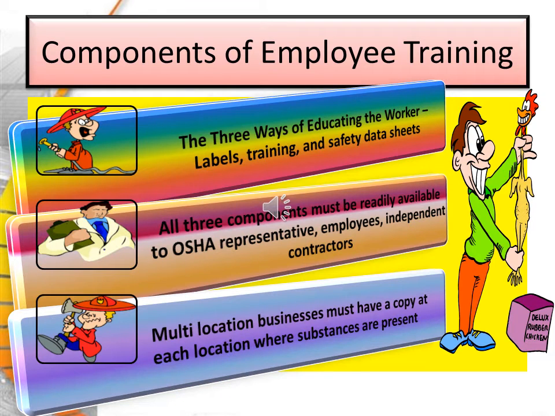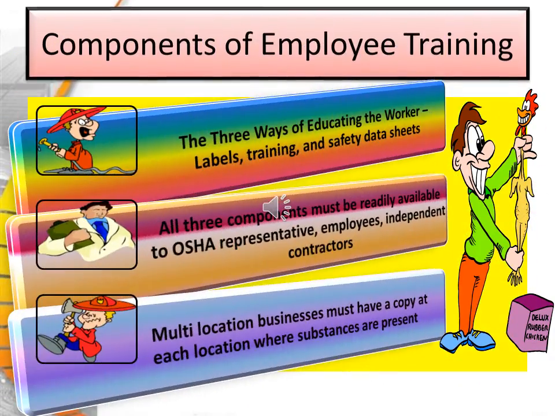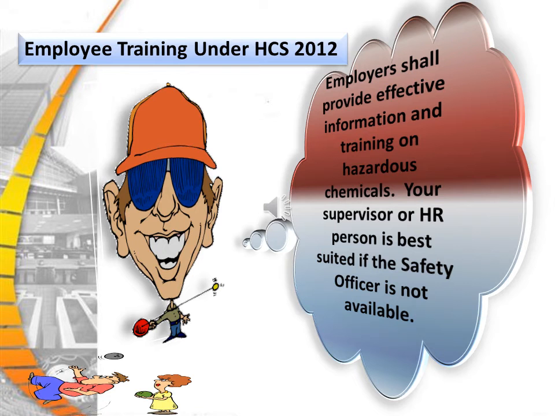Components of employee training. The three ways of educating the worker: labels, training, and safety data sheets. All three components must be readily available to the OSHA representative, employees, or independent contractors. Multiple location businesses must have a copy at each location where the substances are present. Employers shall provide effective information and training on hazardous chemicals. Your supervisor or HR, human resources person, is best suited if the safety officer is not available.